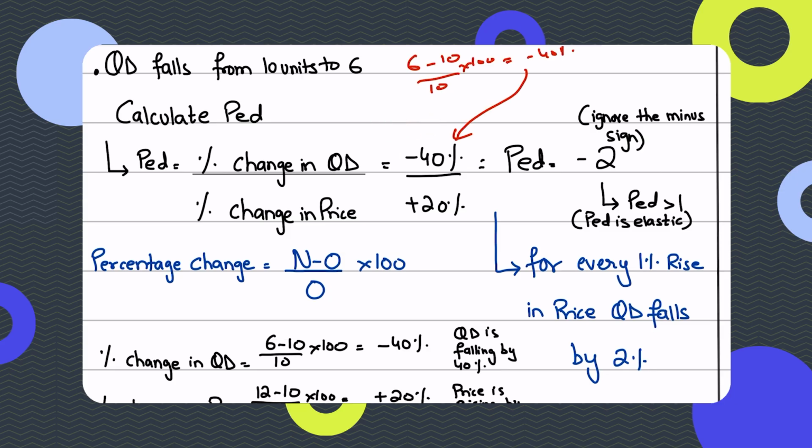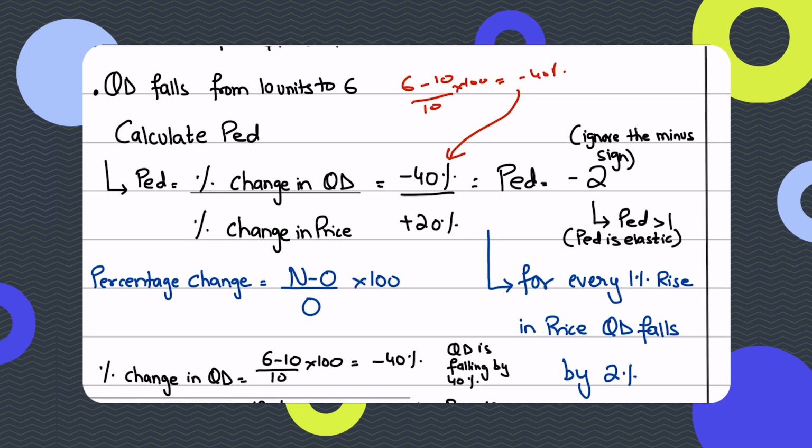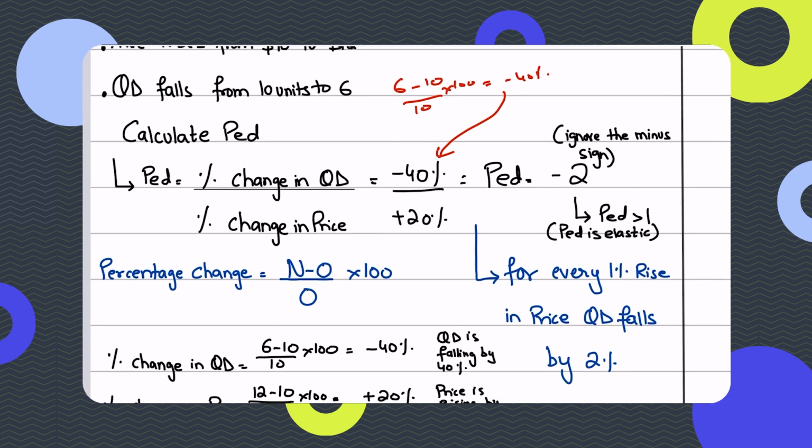The value 2 here is representing the response of quantity demanded to a change in price. This is the responsiveness. What is the response of QD to a change in price? It's simply telling us that for every 1% increase in price, my quantity demanded is going to go down by 2%. This information is very, very useful for firms, and we'll see that later in the videos as well.